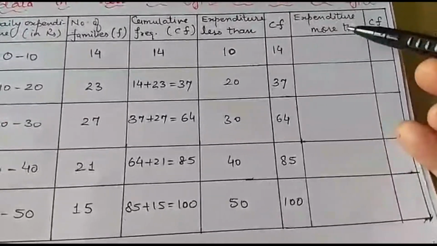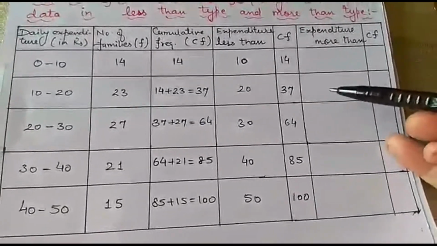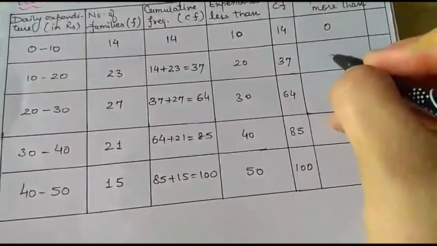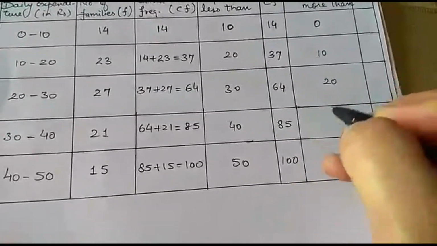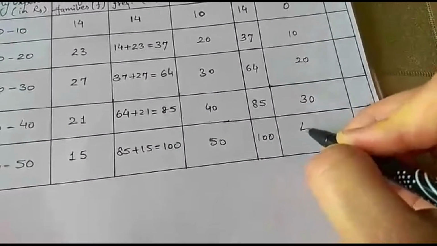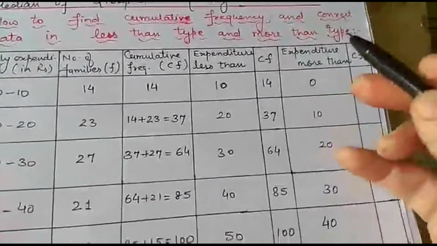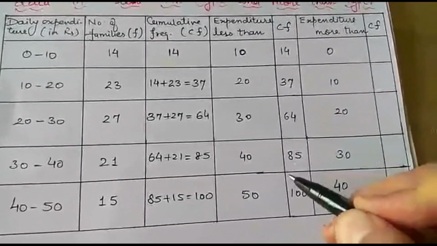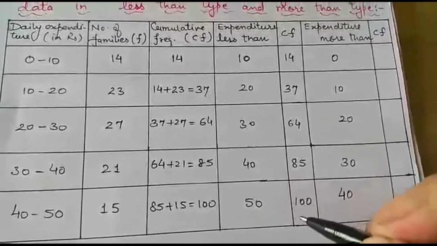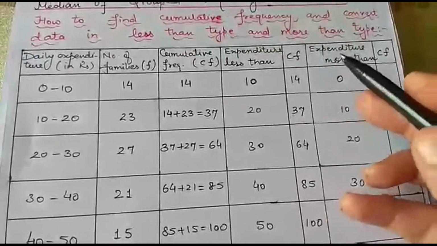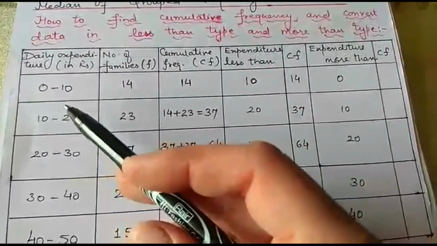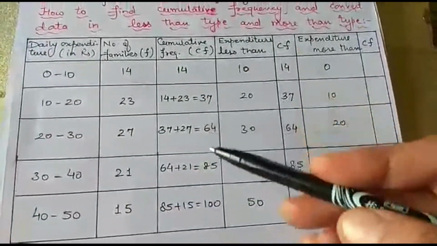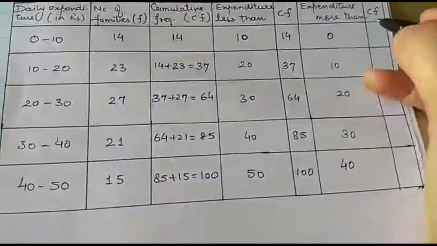Next, convert the data in more than type. When you want to convert into more than type, we consider the lower limit of the classes. So firstly I am just writing the lower limits of the classes: 0, 10, 20, 30 and 40. Right? Now what will come here? That we have to now calculate. What is the total of all frequencies? That is 100. Now the question is expenditure more than 0. When you say more than 0, all the classes come in, the frequencies of all classes. So the total of all frequencies is 100. So 100 will come at the top.